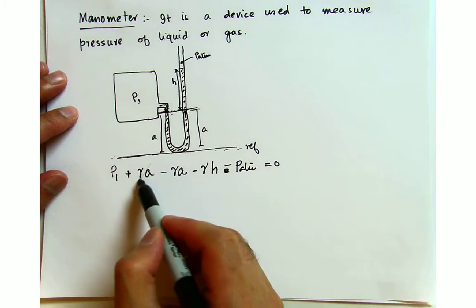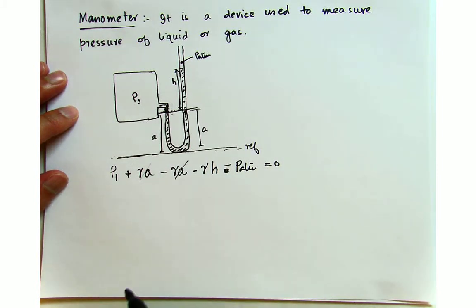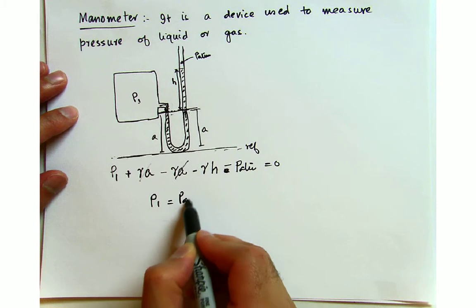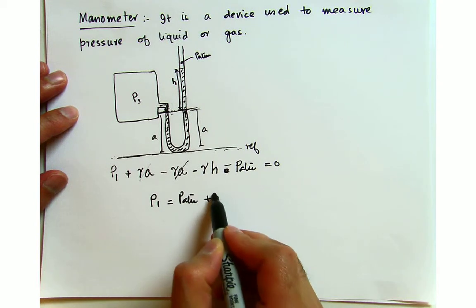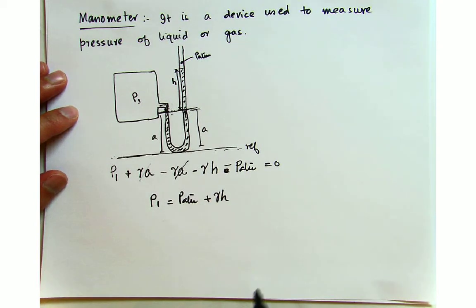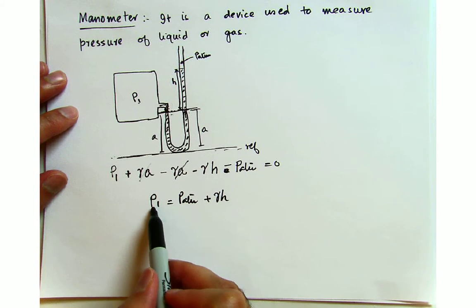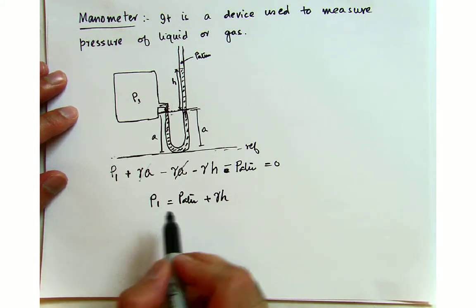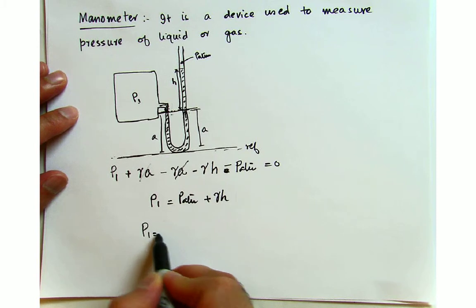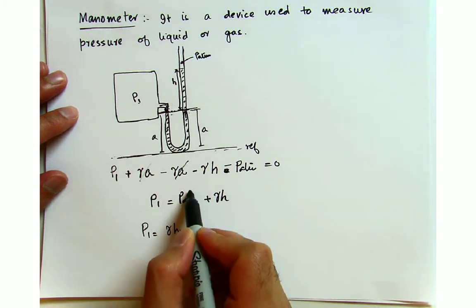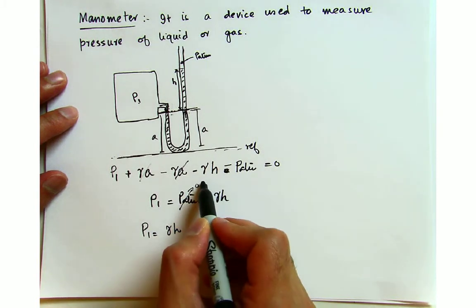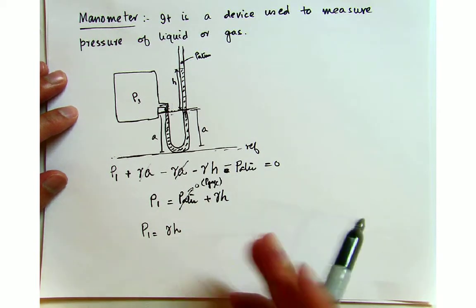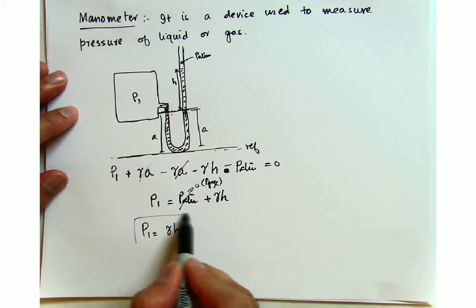If you notice, gamma times A cancels out with gamma times A, so we are left with P1 equals P atmospheric plus gamma times H. This gives me the absolute pressure, but I can write this in terms of the gauge pressure, which is simply gamma times H, and in that case P atmospheric equals 0 because I'm looking at the gauge pressure.